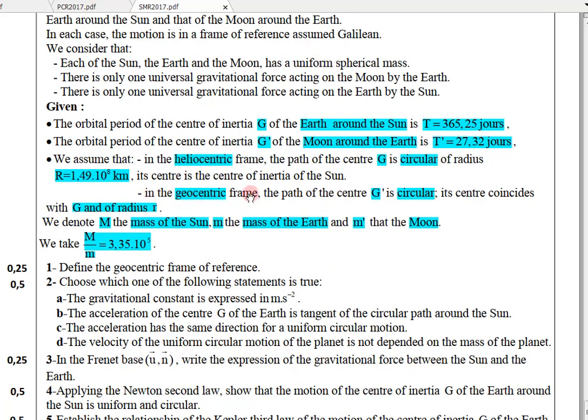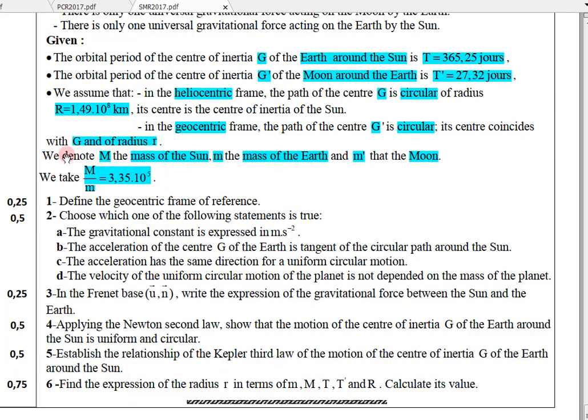In the geocentric frame, the path of the center G prime of the Moon is circular. Its center coincides with G and of radius R. هنا R محدوش hence because the aim of this exercise is determining R.